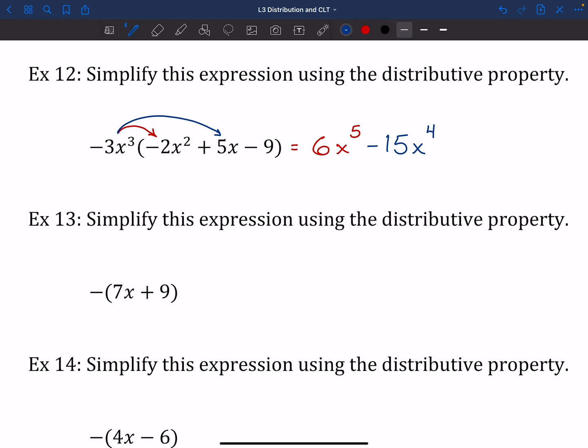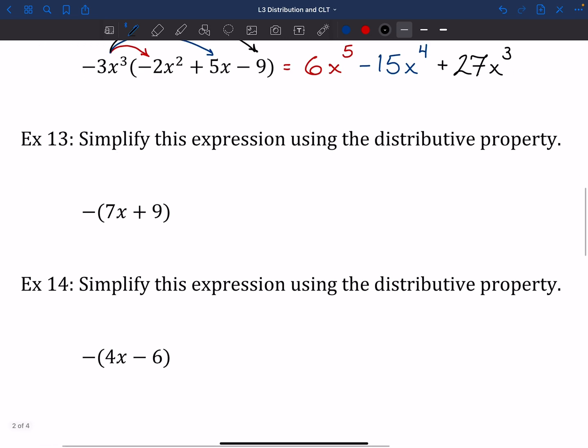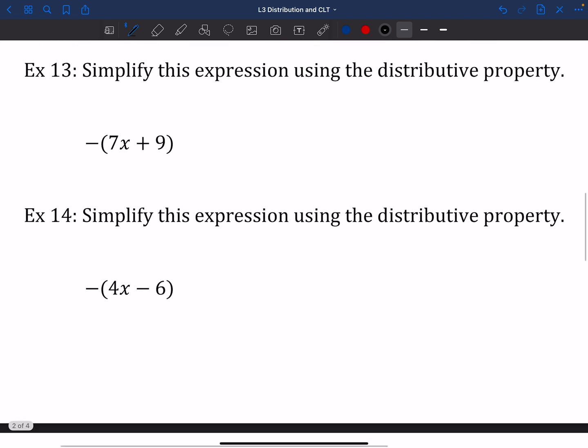All right. And then last but not least, hopefully this last part is something that doesn't seem so bad. Right? We've got negative 3x to the third times negative 9. Negative 3 times negative 9 is positive 27. And then just like usual, those x to the thirds come along with us, right? We've got a little tiny bit left to talk about with distributive property, and then we'll take a look at some combining like terms real quick.